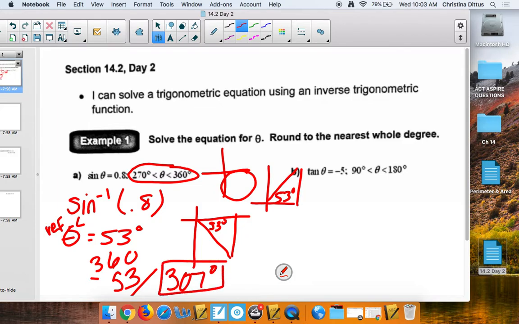Doesn't 307 have the same picture as this if I go all the way around? Yeah. So then do you even have to draw the triangle then? No. I think it helps. So you just minus the... Yeah, so if we were close to 180, we'd use 180, but we were closest to 360.